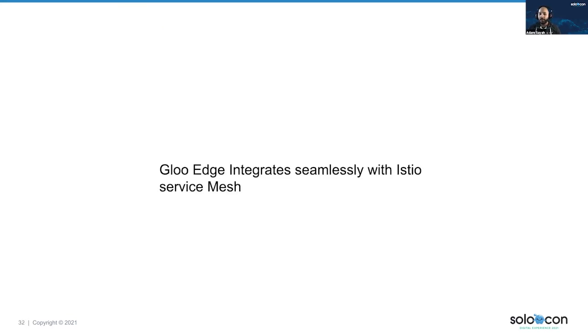So, we have Gloo Edge that integrates seamlessly with Istio Ingress, Istio Service Mesh. In a sense, you can have your Gloo Edge completely handling your edge traffic, applying transformations, authenticating your request, and then take this request to your service mesh directly without passing by any other gateway.